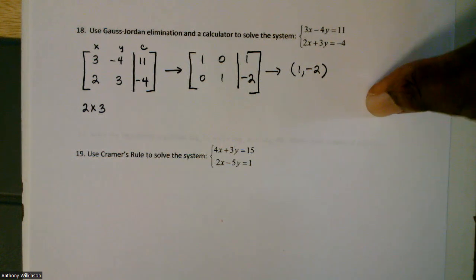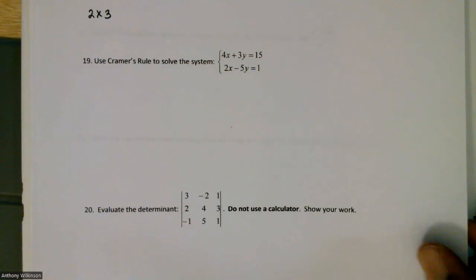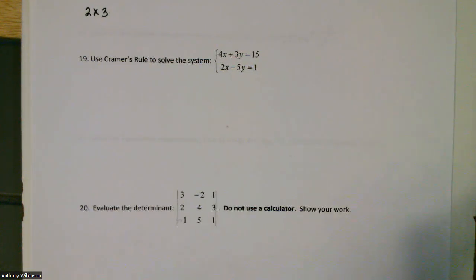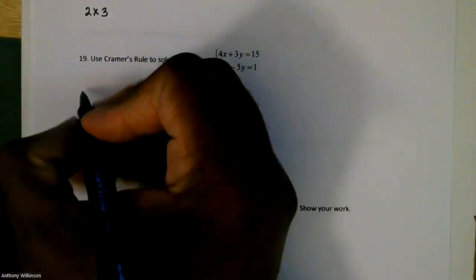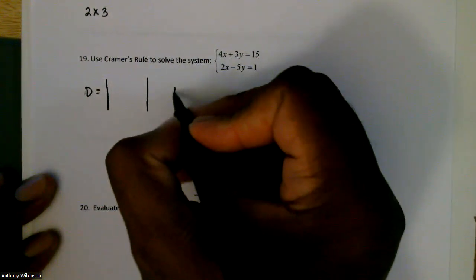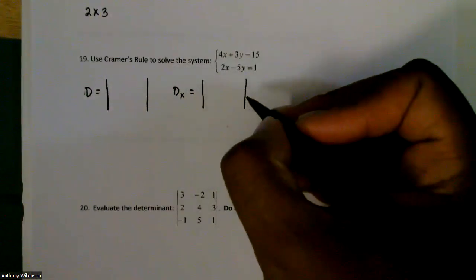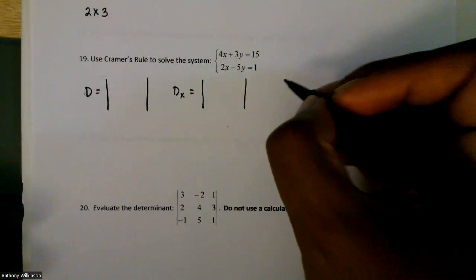Problem number 19 is using Cramer's rule to solve the system. In this case here, we got 4x plus 3y is equal to 15, and 2x minus 5y is equal to 1. In this case here, we're going to set up 3 different determinants, one for d, one for d sub x, and the other one for d sub y. The third one will be for d sub y.